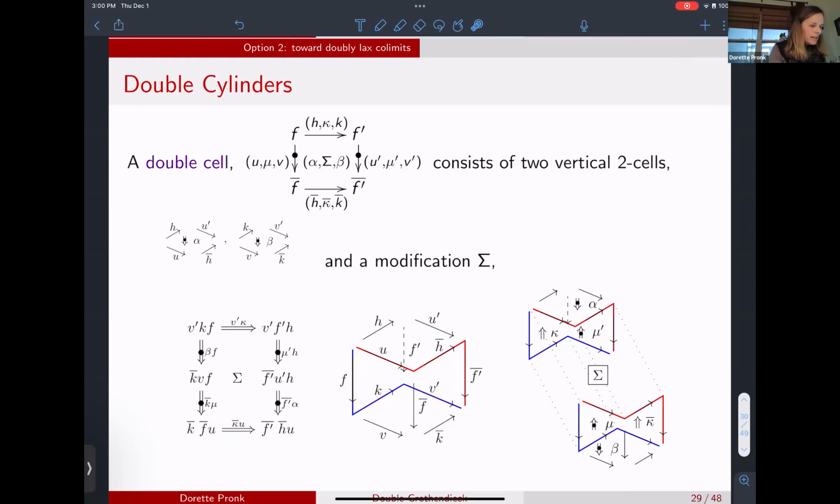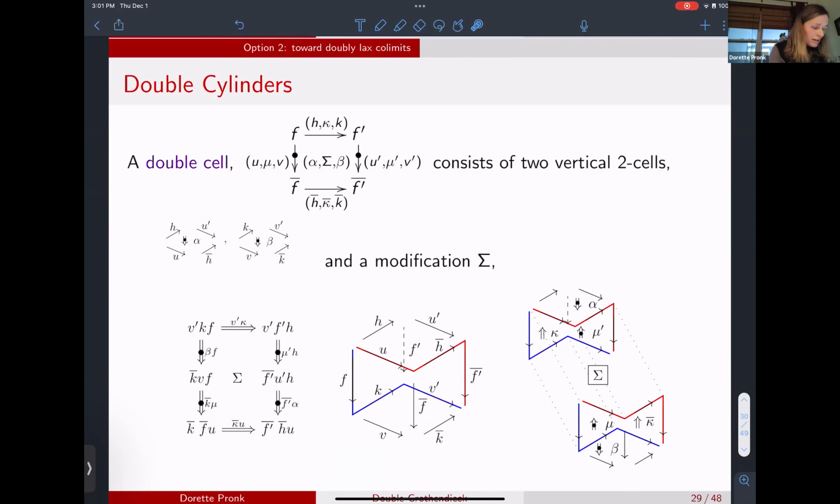And then for the rest of the cylinder, we get a vertical square on the top and the bottom. This is why they're called vertical cylinders. And because that's what we want the domain and codomain to be in the end, they need to be vertical functors. So they get their vertical parts. And then there is a modification sitting on the inside.